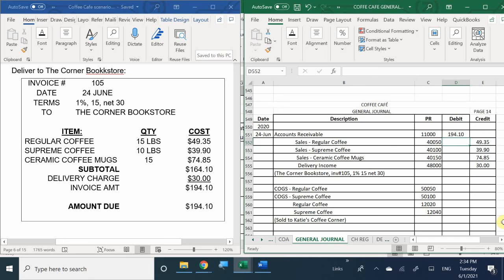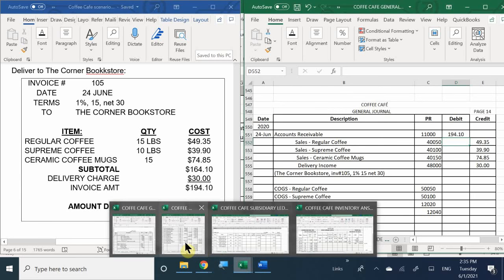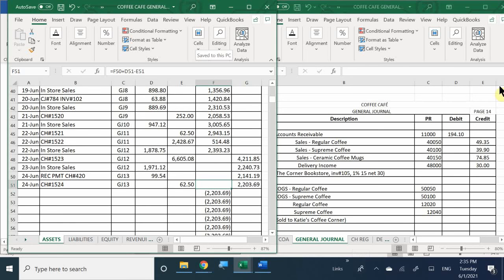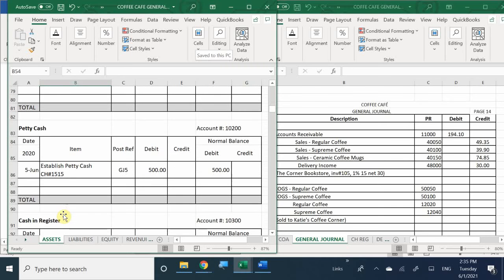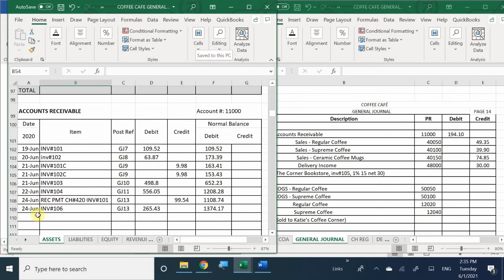Now, let's see. I'm going to go to my general ledger, and I want to go under accounts receivable. That will be under assets. Today's date with the invoice 106, or 105, I'm sorry. GJ14, and debit 194.10. This brings that balance to 156,827. Good.